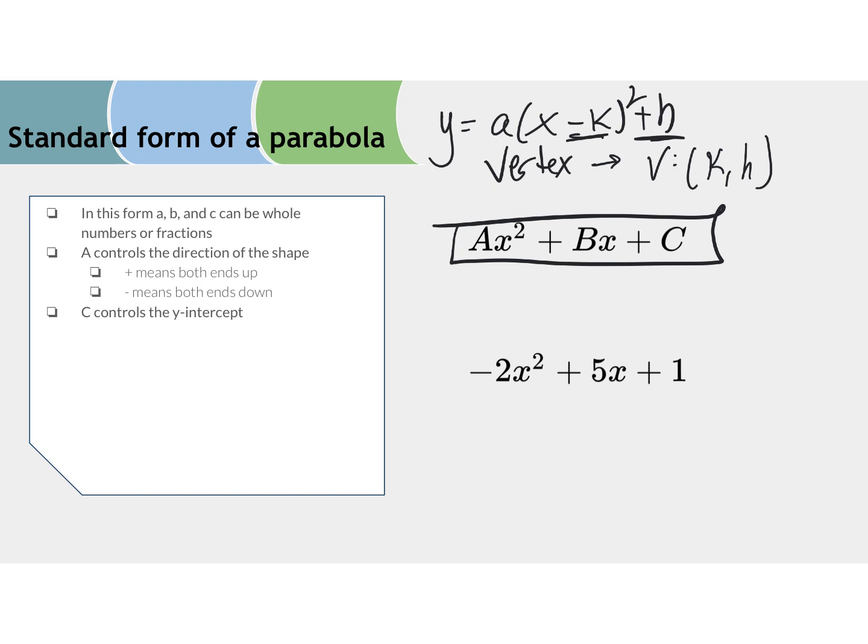In standard form, we don't have access to the vertex. It's not easy to get the vertex. What it does give us access to is factoring, and this is a lot easier for the x-intercepts. That's actually why we like this form, which is nice.